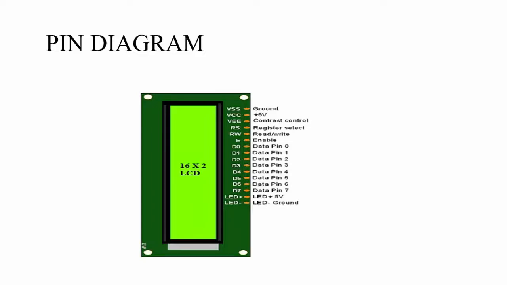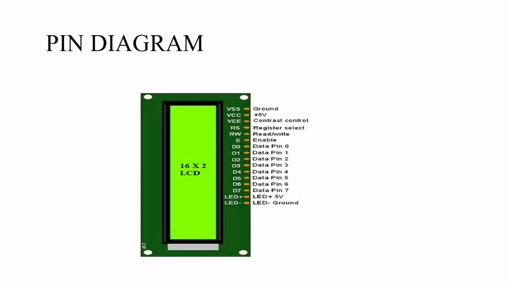And register select. As I said, we will discuss register select later. Register select is mainly used to change from one register to another register. As I already said, it has two modes: one is data mode and another one is command mode. Register select 0 means it is data mode, and 1 means it is command mode.